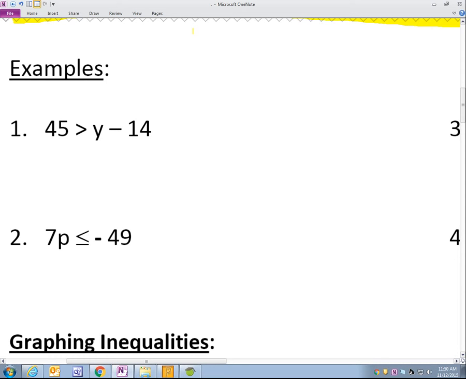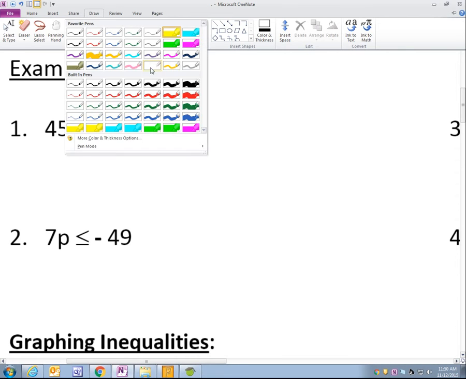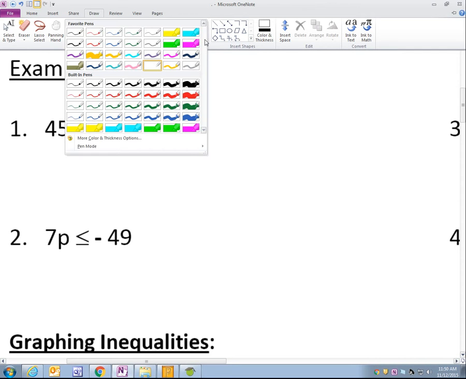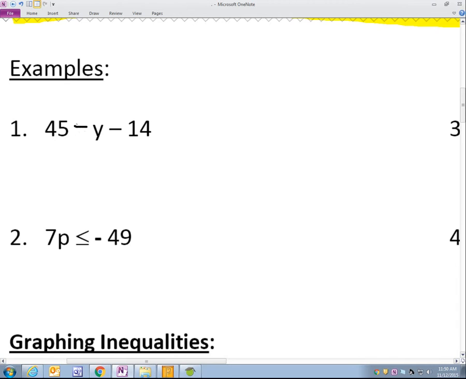Examples. Y is greater than, let's try that again. 45 is greater than y minus 14. Now, if I were going back in time, all the way back to Tuesday, and I were looking at it like this, you could do that no problem, right? Okay? So this is very, very similar to it.